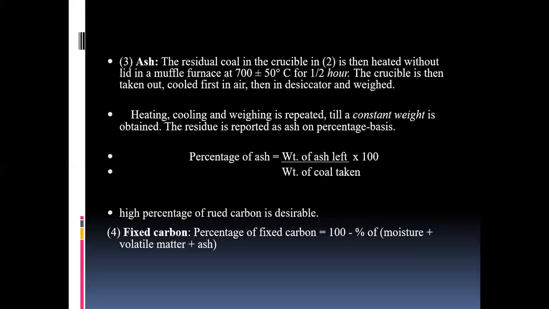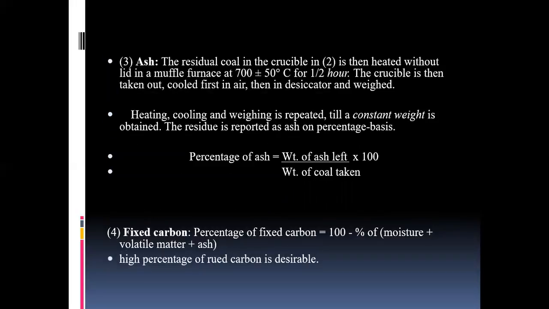Next comes fixed carbon. Fixed carbon is different from the carbon content. This fixed carbon comes under the proximate analysis, and it can be calculated using the formula 100 minus the percentage of moisture, volatile matter and ash. The above three analysis values are subtracted from 100, and then we get the fixed carbon content. A high percentage of fixed carbon is desirable. Now, we have discussed the proximate analysis.